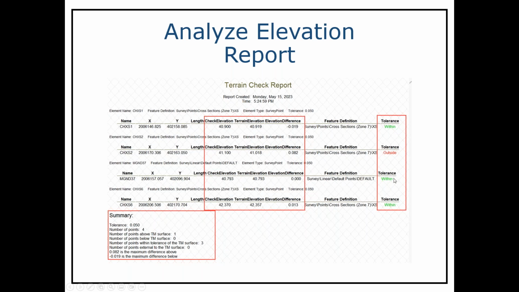And then you see some here that are within. One of them was exactly 0. Then there's a summary box down here at the bottom where it'll tell you everything in the report. Remember, this report can be exported to Word, Excel, or a text file, and used for those purposes.